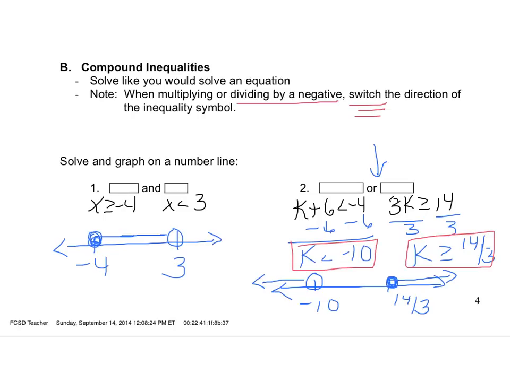Now if I want to go back to number 1 and actually write out the actual answer, my x is being shared in the middle, negative 4 is to the left, positive 3 is to the right, greater than or equal to symbol and the less than symbol. So here's my answer. X is greater than or equal to negative 4 and less than 3. So, and shared in the middle, or going opposite directions. Let's move on.